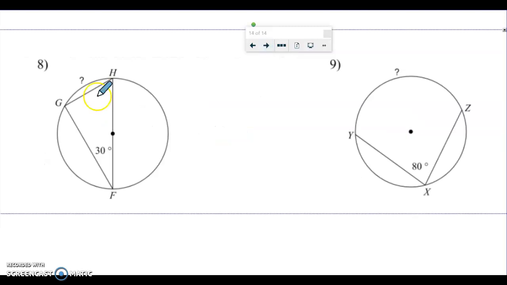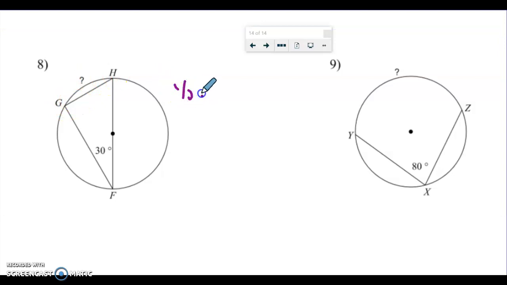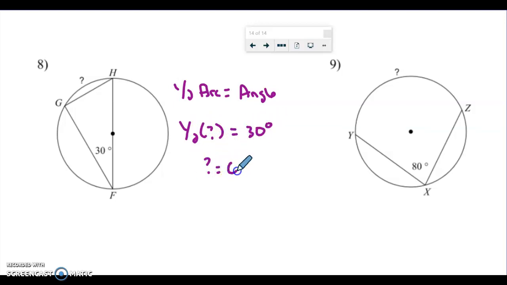Okay. So in this case, we're just trying to find out what the arc is. Okay, so it's half of the arc equals angle. So half of question mark will equal 30. So what does that question mark have to be? It's going to have to be 60.